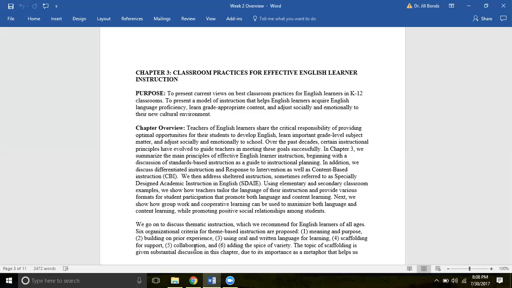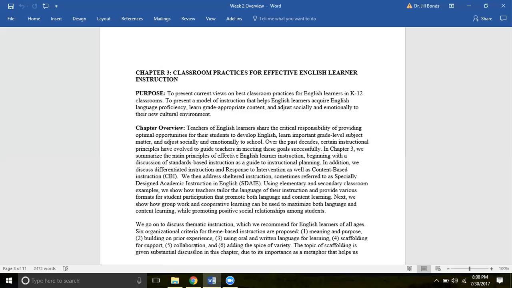The chapter overview: teachers of English language learners share the critical responsibility of providing optimal opportunities for their students to develop English, learn important grade level subject matter, and adjust socially and emotionally to school. Over the past decades, certain instructional principles have evolved to guide teachers in meeting those goals successfully. In Chapter 3, we summarize the main principles of effective English language learner instruction.